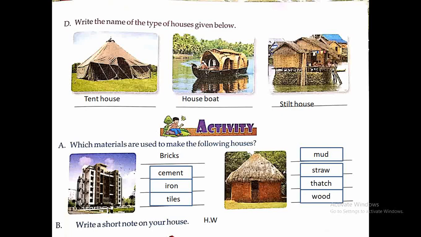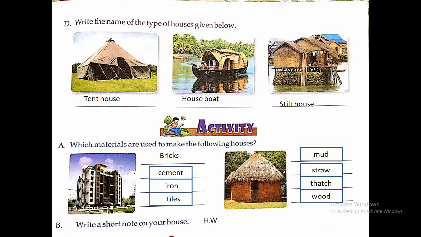Coming on the activity part, which materials are used to make following houses? First one, as you can see, the first one is the multiple storied building. So for making multiple story building, children, we need brick, cement, iron, tiles, etc. And the another one is houses which are found in the desert area, means the mud house. So for making mud house, we need mud, straw, thatch and wood.